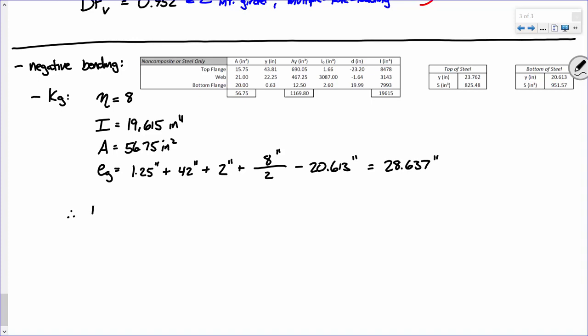So if that's the case, then kg is the modular ratio times I plus A EG squared. We've already done a calculation like this before, so I'm going to let you all plug and chug and tell me what you get. I'm breaking the table. It'll be all right.